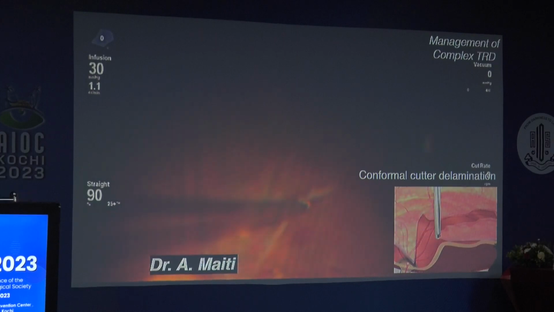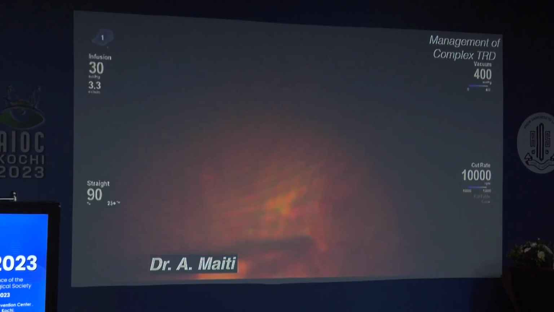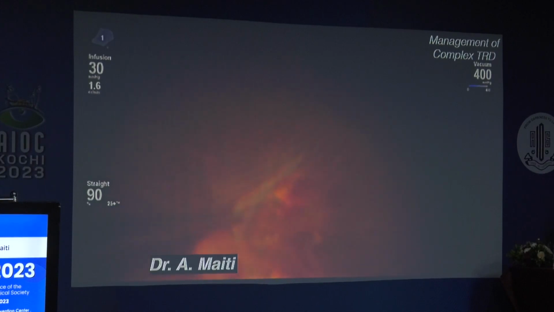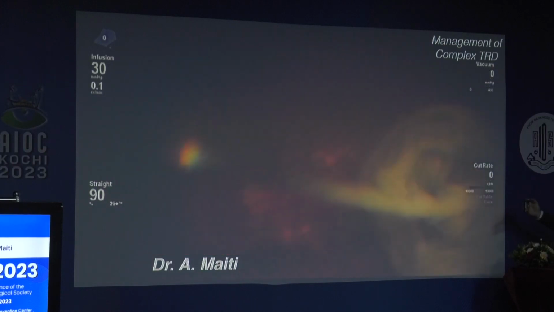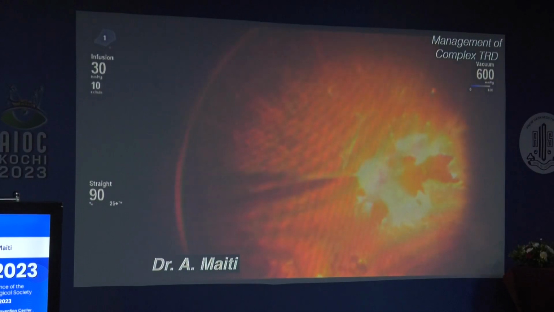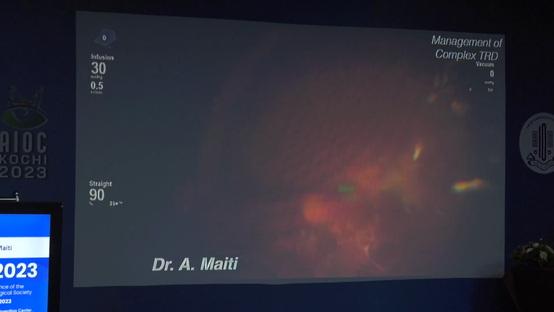And obviously, this is the conformal cutter delamination. We have to go along the shape of the eyeball. We have to be very careful not to touch the retina and create an iatrogenic break. And especially in the posterior pole, if you create an iatrogenic break, it will be a complex situation. So gradually, we need to be very careful in picking up this membrane with the cutter itself and then clearing all the membranes. We need to be very meticulous in the dissection in taking care of all the membranes.